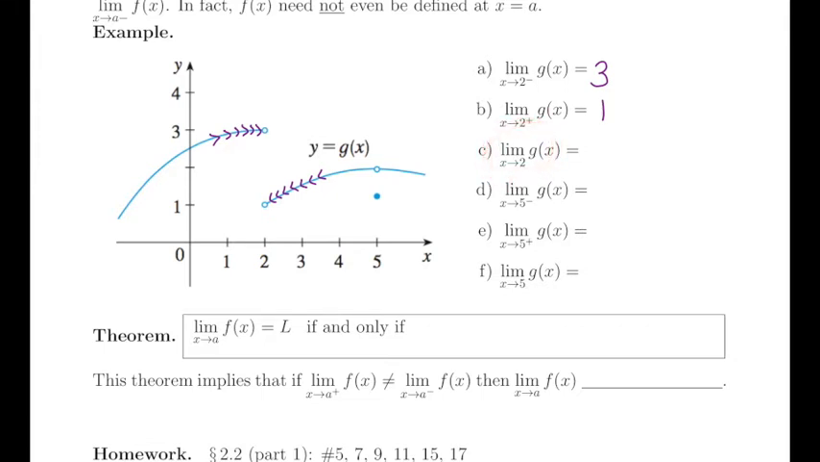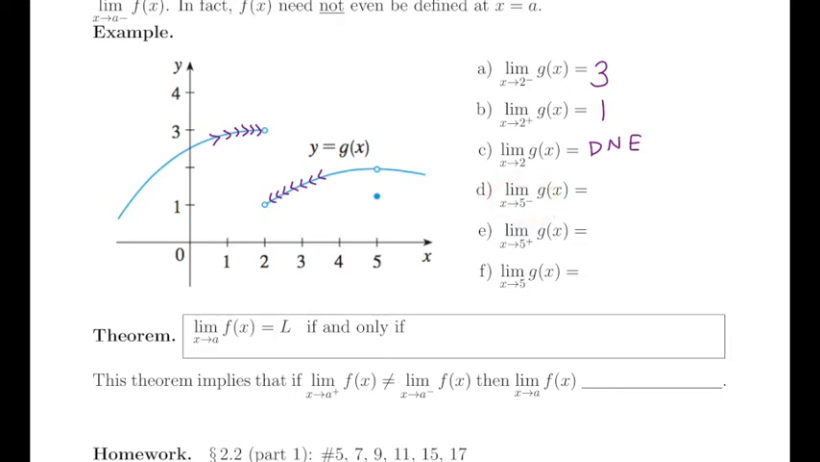And for this one, remember, if there is no plus or minus sign, you're coming from both sides. Since if you're coming from the left side, you're going towards 3, and if you're coming from the right side, you're going towards 1, that limit does not exist. Remember, you have to go to the same number from both sides for the two-sided limit to exist.